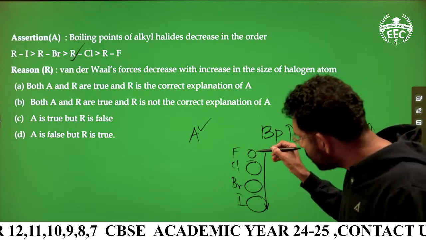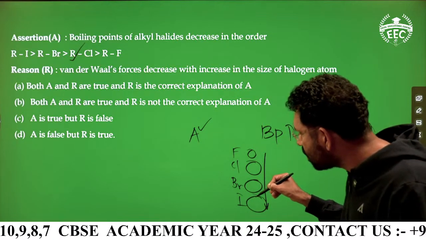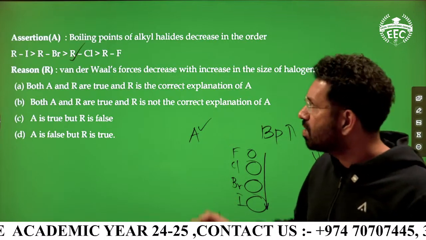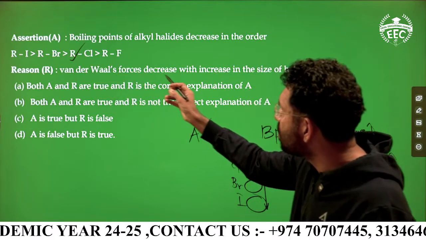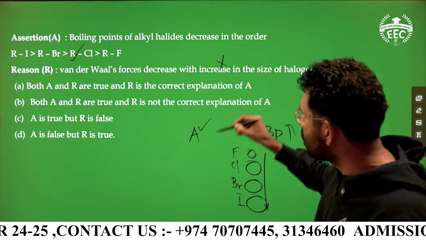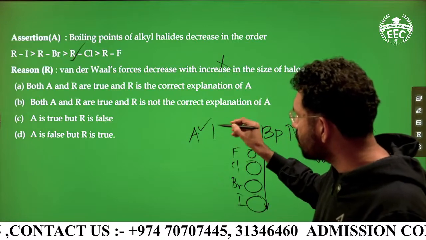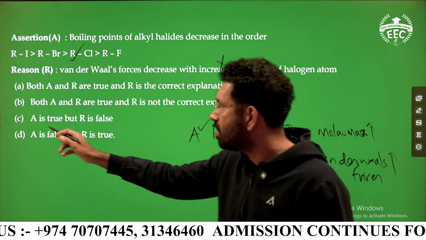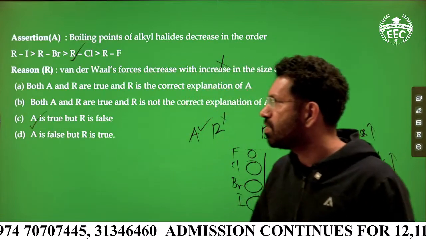You can say that on increasing the size of the halogen atom, molar mass increases and van der Waals force increases. So the reason, that van der Waals force decreases with increasing size of halogen atom, is wrong. So the assertion is correct, the reason is wrong. So this is the answer: assertion is true, reason is false.